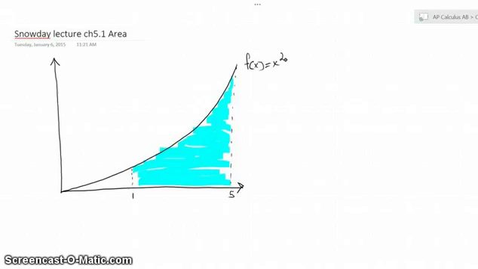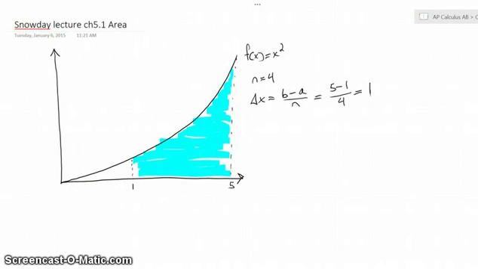And let's say that we're going to estimate this using 4 subintervals, so that would make n equal to 4. And we need to find delta x, and we said delta x is b minus a over n. In this case, b is 5, the beginning of our interval a is 1, and n is 4. So this will end up having subintervals of 1.